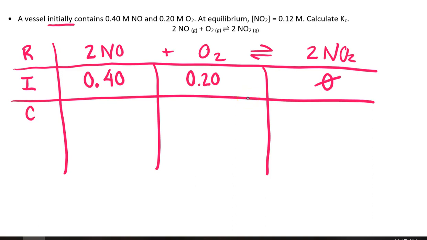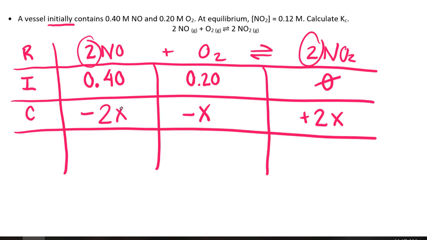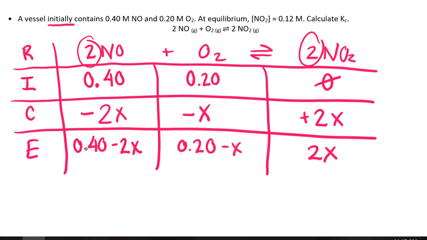C in RICE is for the change in concentration. Reactants are always going to decrease in concentration, equal to their coefficient from the balanced reaction, and we're always going to plug in x because we don't know how much they are decreasing by. Oxygen has a coefficient of 1, so minus 1x. And my product has a coefficient of 2, so plus 2x. For our equilibrium row, we're just going to take the initial concentration and the change in concentration and combine those together.